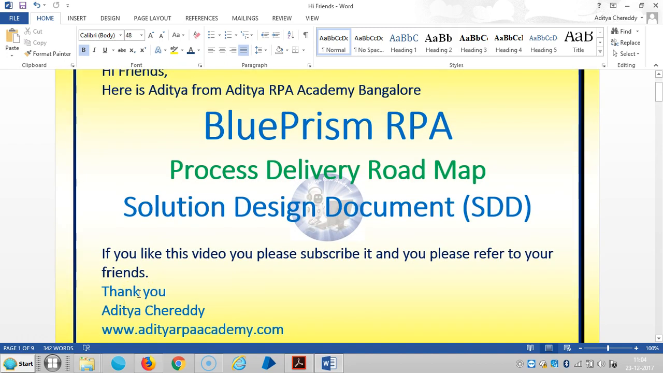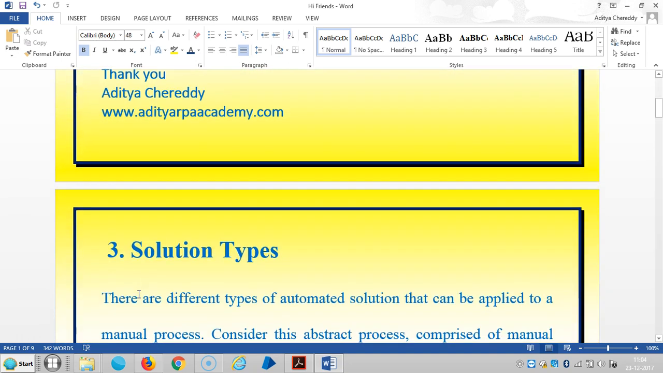Hi friends, we are continuing to work with the process delivery roadmap, that is the solution design document. The solution types.